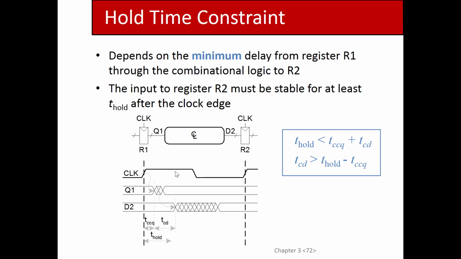Make sense? And again, they rewrite the equation to say contamination delay must be greater than these 2, because this is something you can change. And in fact, you can change the contamination delay easily.